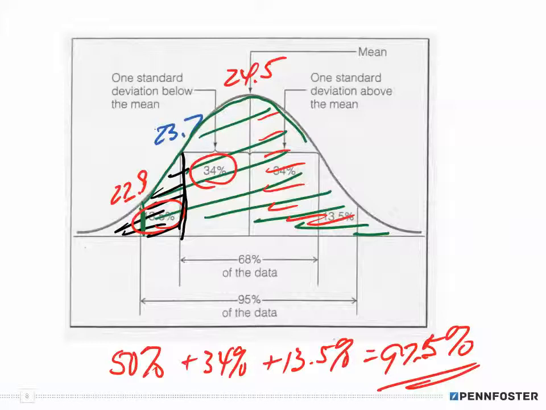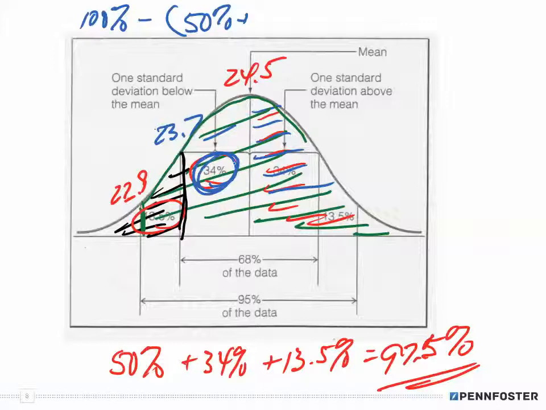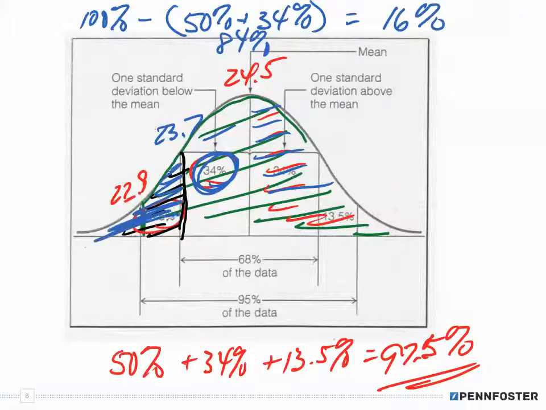Well, in order to find that, remember, everything under the curve is 100%. Okay, and we still know, we're going to subtract. We still know that greater than the mean is 50%. And we know that 1 standard deviation here is 34%. Okay, so we have to add those two together and we get 84%. And when we subtract the 84 from 100, we end up with 16%. That's the area that's covered right here, less than the 23.7.